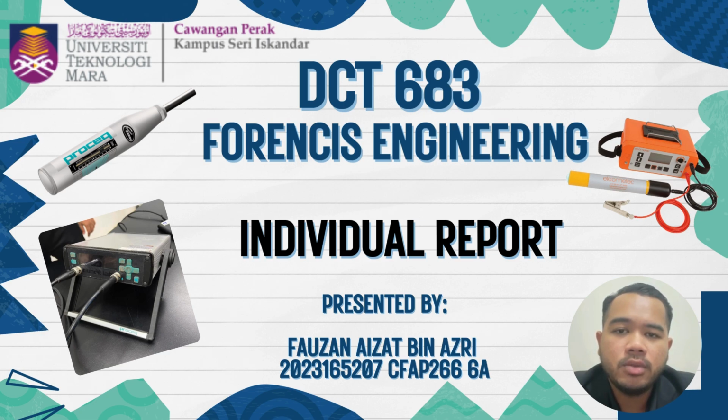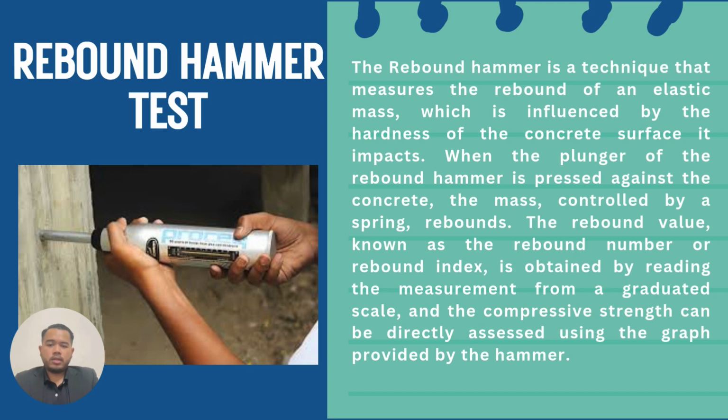forensic engineering. Today, we will explore three critical tools and methods used in structural integrity assessment. The first one is the rebound hammer test, the second one is crack depth measurement, and the last one is the half-cell corrosion potential meter. We start with the rebound hammer test.